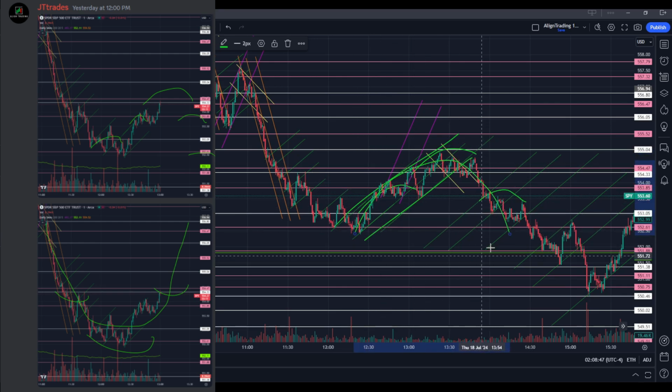and inverse cup and handle. You can see with another head and shoulder, several right here that you could have taken on the way down, right? You can see these entries.